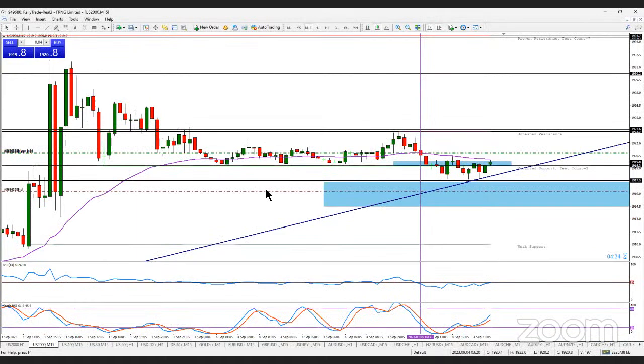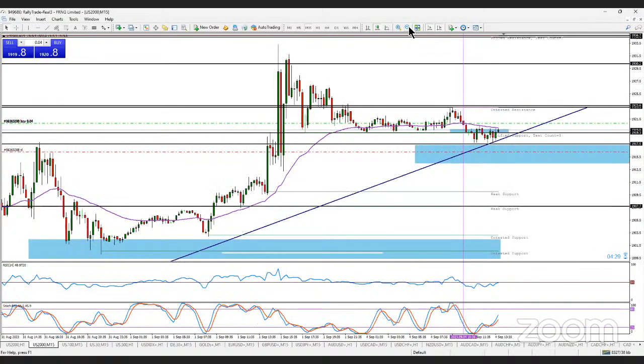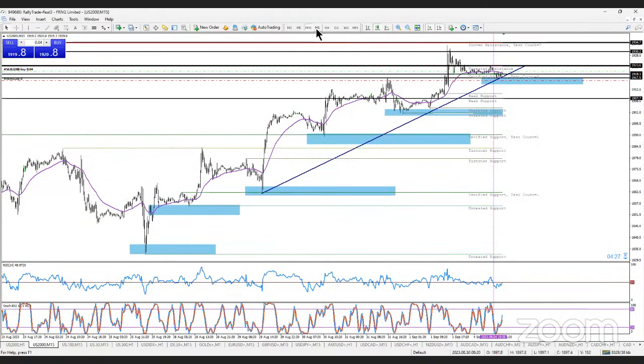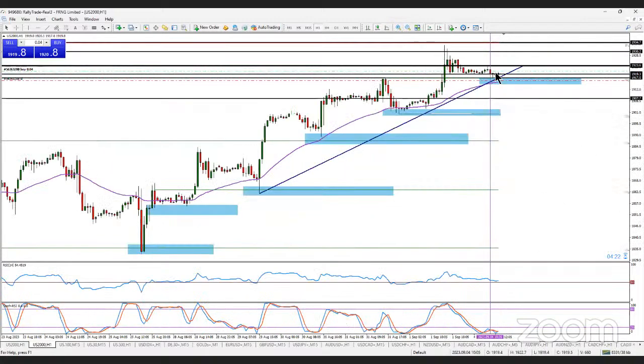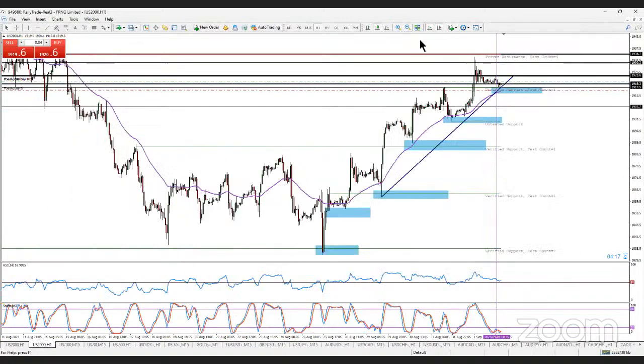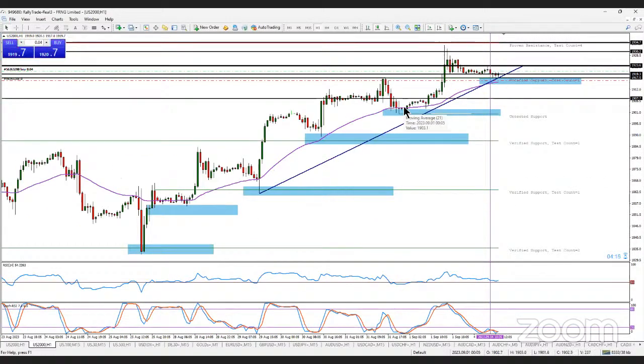Now, this untested resistance is going to be my, sorry. You guys can't see anything. See where I placed my buy on 15 minutes here. I'm trying to follow what is happening here. Can you see where I placed my buy? This green dotted line, look at it here.